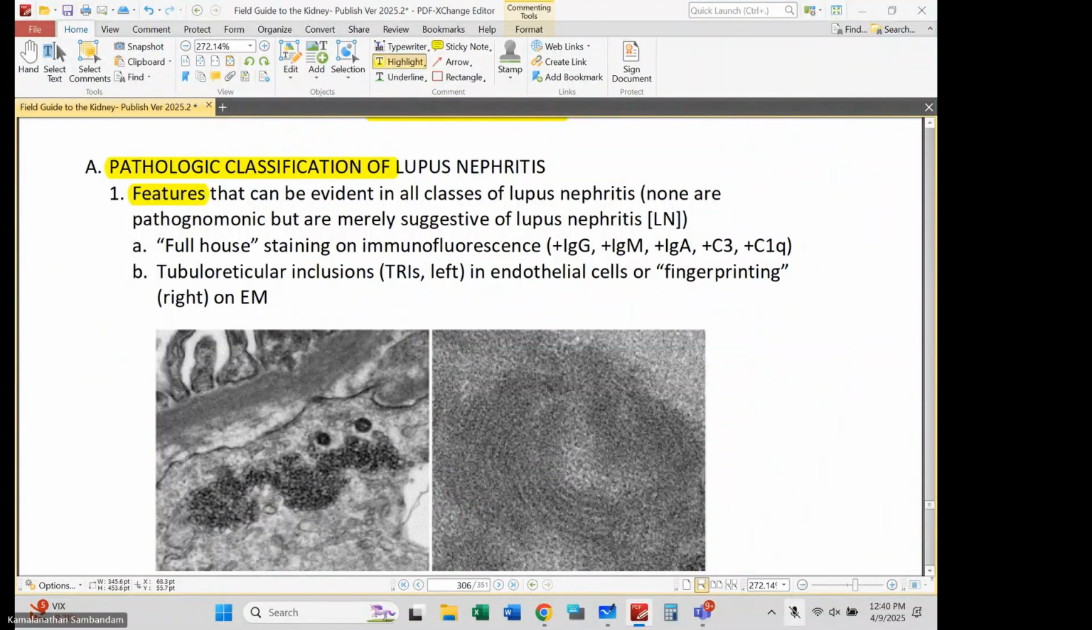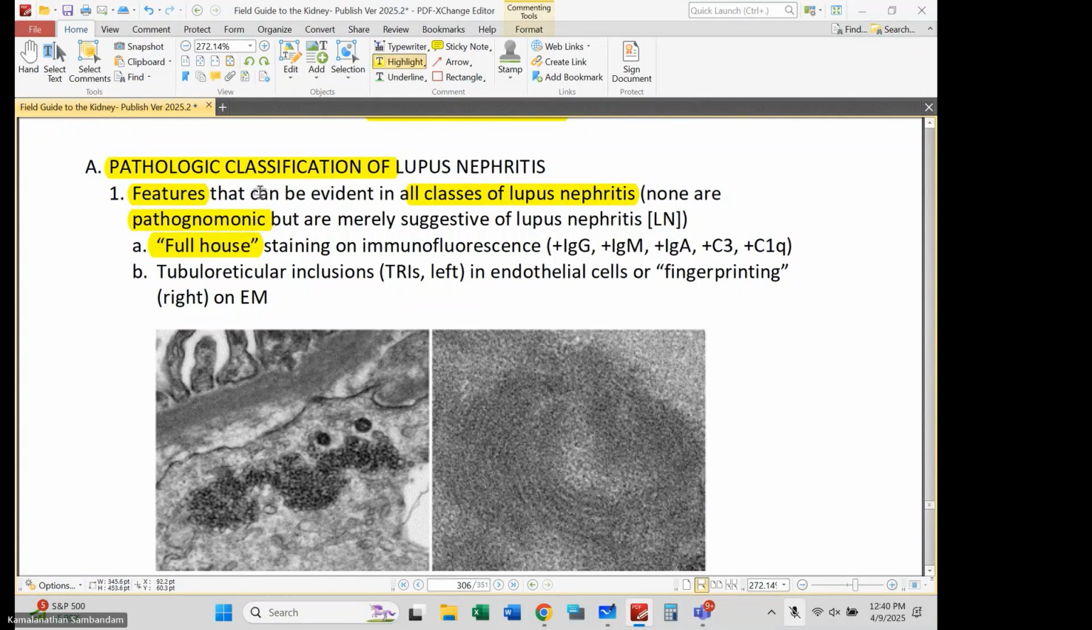We look for certain features in all of these lupus nephritis classes, okay? But I will highlight that these features are not pathognomonic, okay? It's really, you're building a case of lupus nephritis, but you can't really say there is a diagnostic feature that is pathognomonic for the diagnosis of lupus nephritis. There's sometimes this equivocation on making the diagnosis.